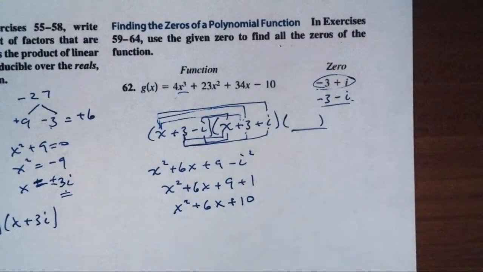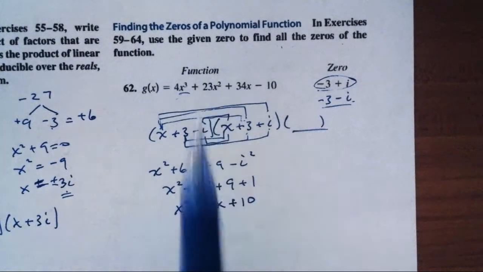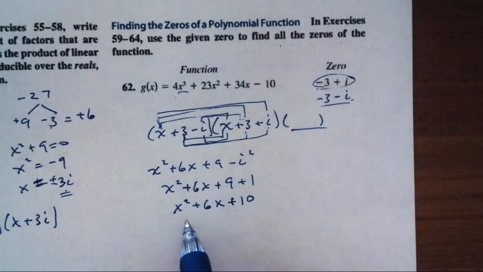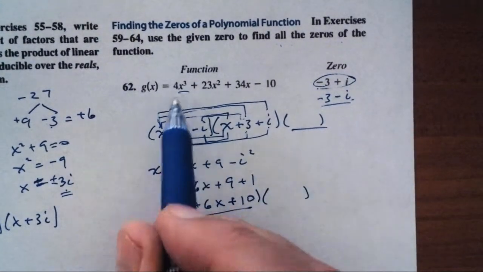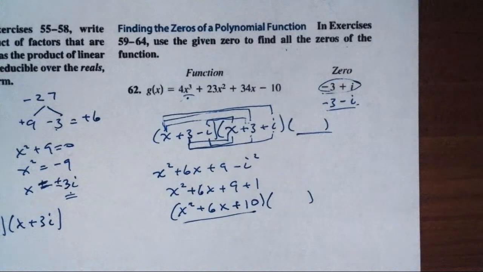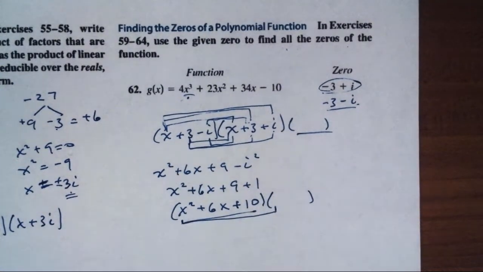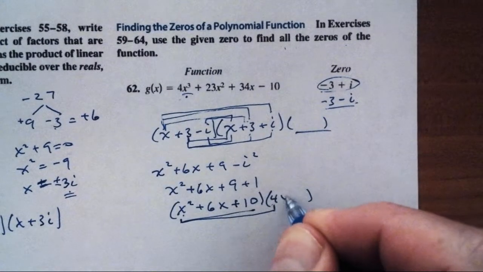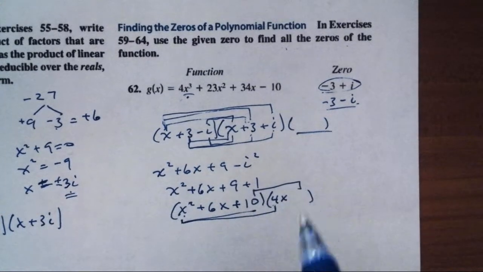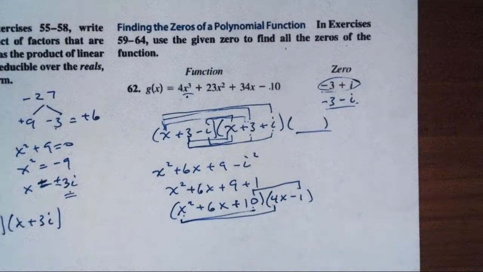And now I could long divide this into here. But I can show you a trick on this. If we trust our work here, we should be able to say there's just one more factor with x in it. First times first has to equal first. x squared times what is 4x cubed? 4x. Last times last equals last. 10 times what is negative 10? Negative 1. Could we possibly do that, hocus pocus?